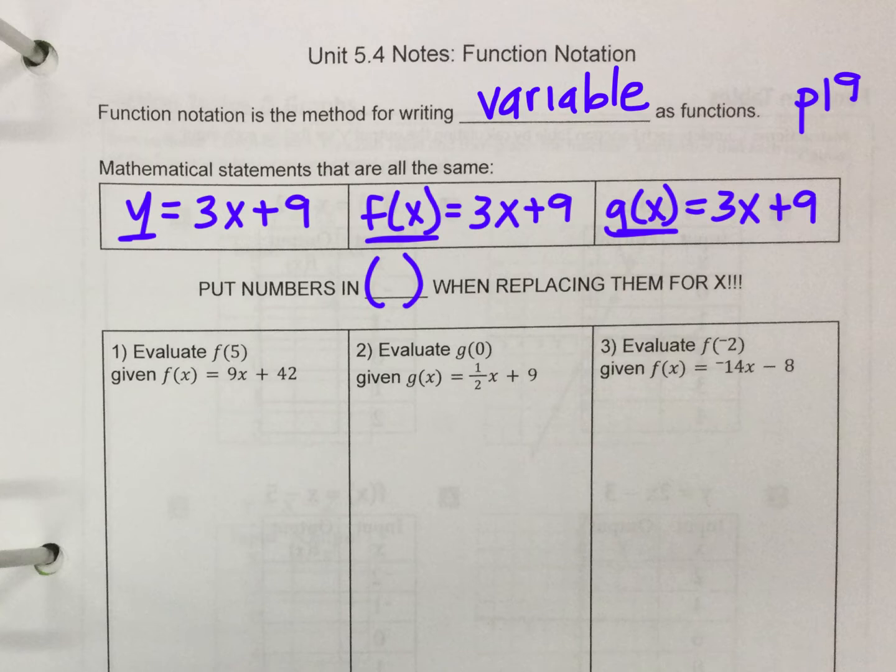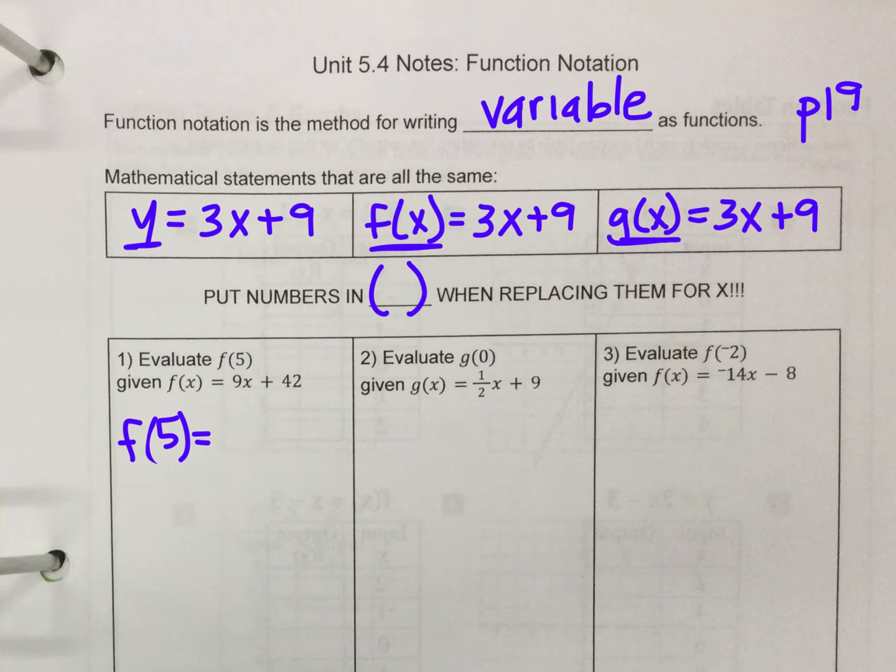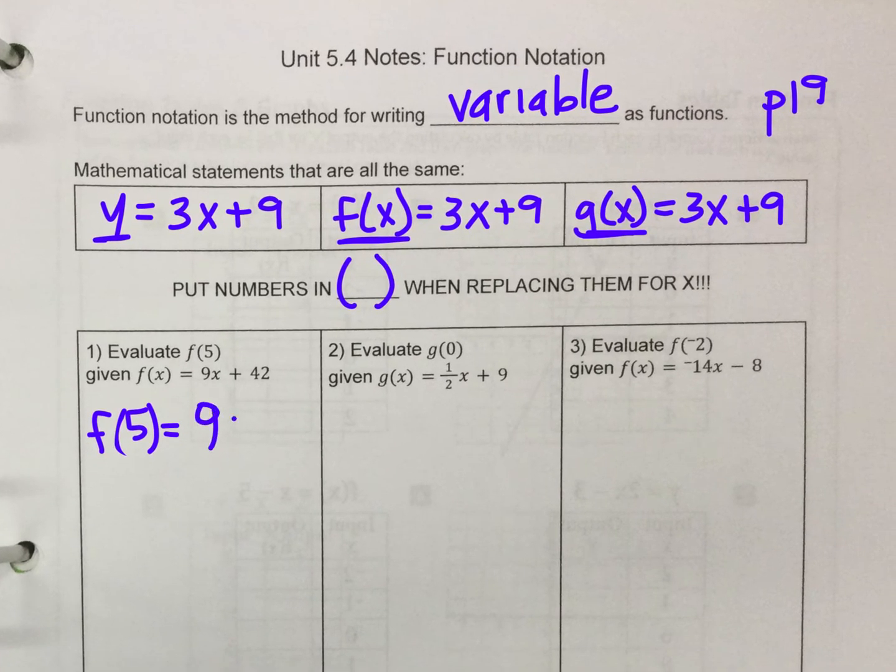So this is saying evaluate the function of 5 when given that f of x equals 9x plus 42. Okay, this is saying that the function of 5 equals 9x plus 42. But I have been told what my input is going to be. My input is a 5. So I'm going to take away the x. Let me rewrite that 9. They're too close together. So I erased the x. I'm going to put a 5 in its place.